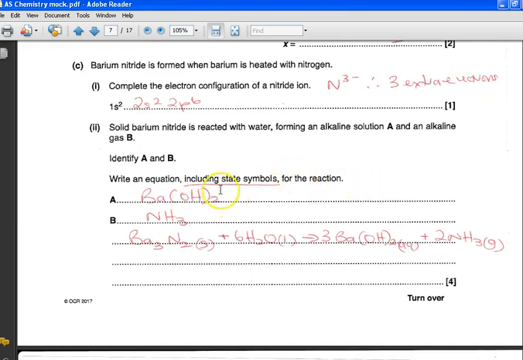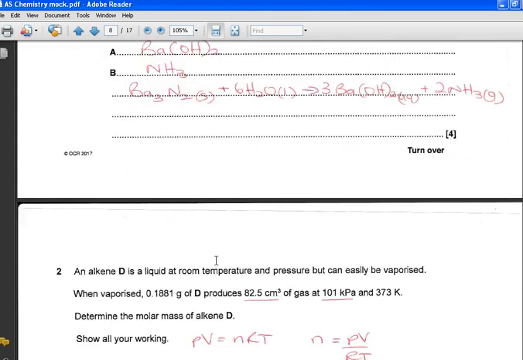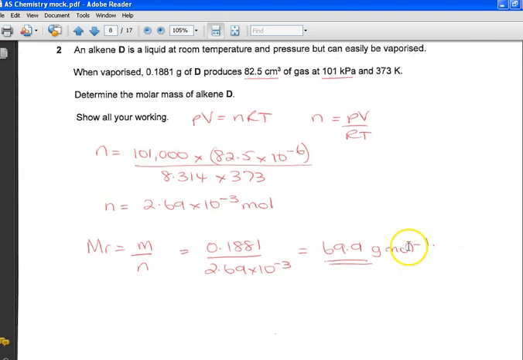Reacts with water, write an equation including state symbols for the reaction. So that's important that you have the state symbols in there, and that you identified, it says forming an alkaline solution, it's going to be barium hydroxide, and an alkaline gas. You've got nitrogen in there, it's going to be ammonia. Okay.